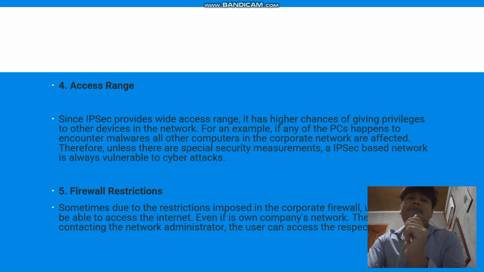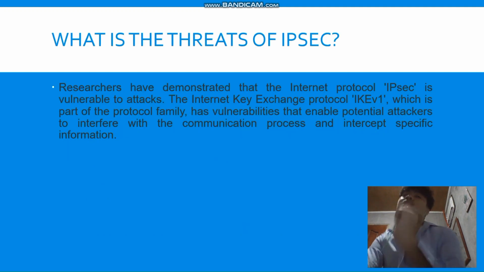Number 5. Firewall restrictions. Sometimes, due to the restrictions imposed in the corporate firewall, users will not be able to access the internet, even on their own company's network. Therefore, only by contacting the network administrator can the users access the respective network.